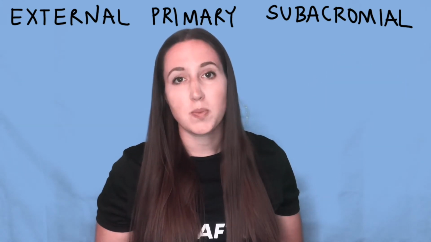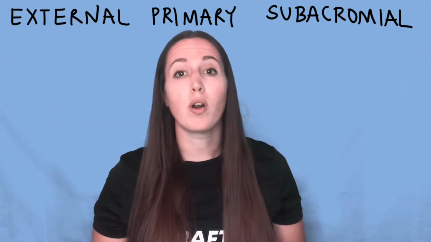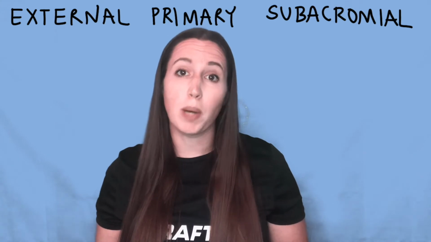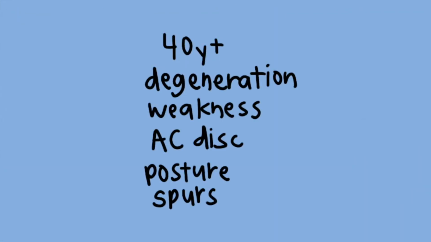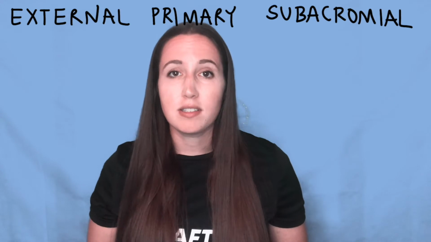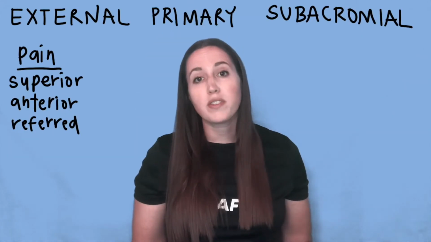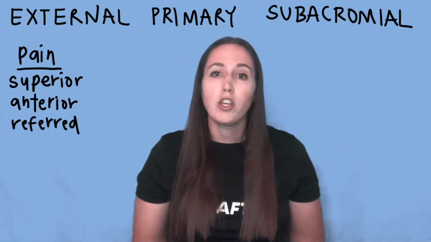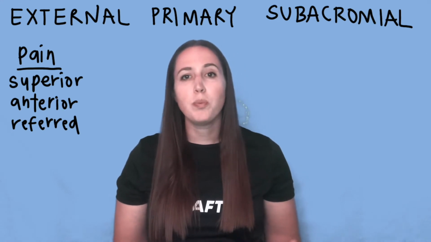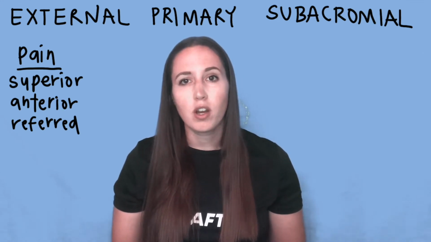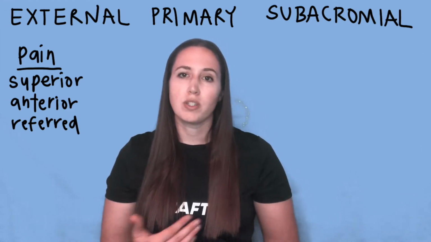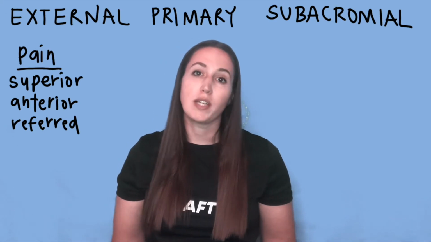This type of impingement is more likely in people who are older, so like 40s, 50s, or above, who have symptoms like degeneration, weakness, disc problems at the acromioclavicular joint, poor posture, or bone spurs, all of which can decrease the subacromial space. For both types of external impingement, you'll note that symptoms are typically superior and anterior on the shoulder, with possibly some referral to the deltoid insertion due to rotator cuff involvement.